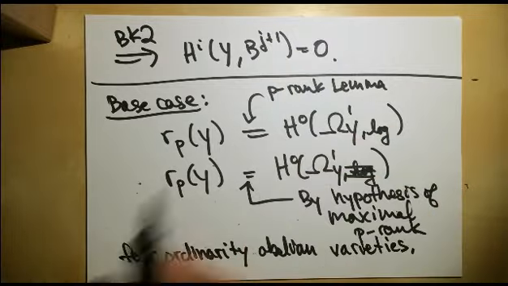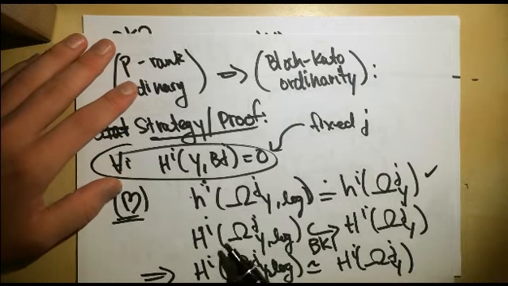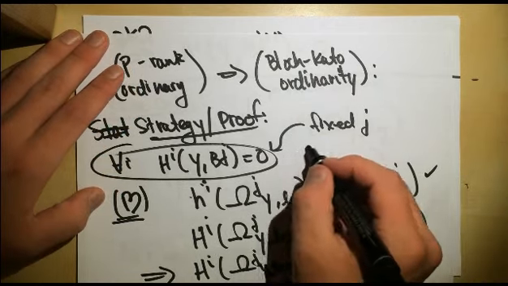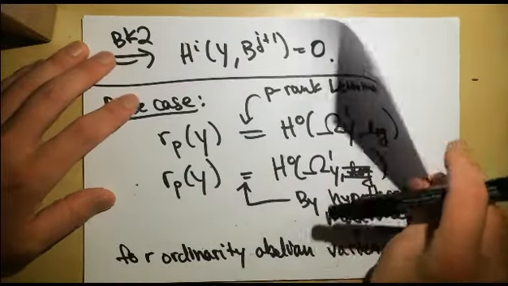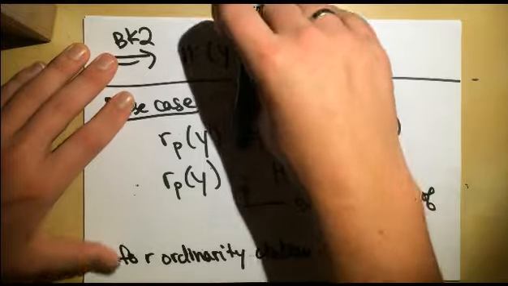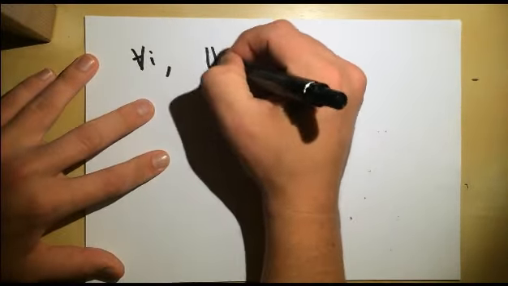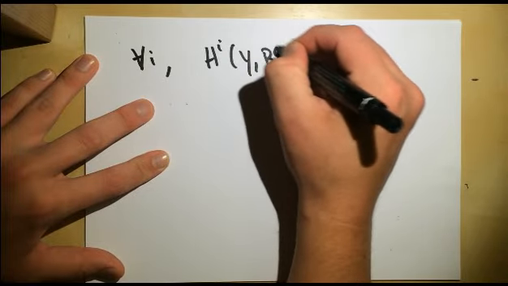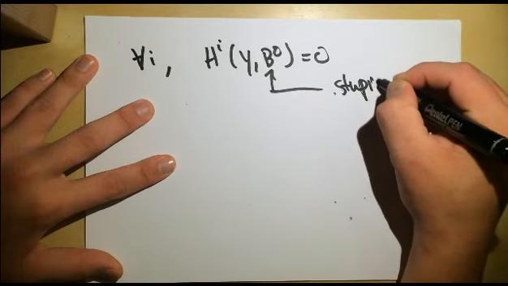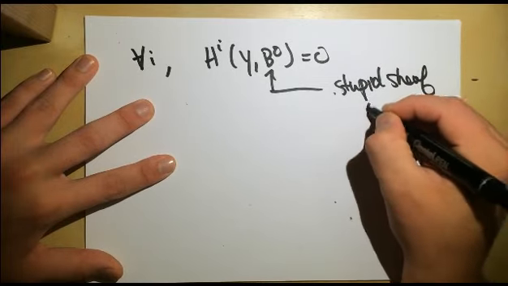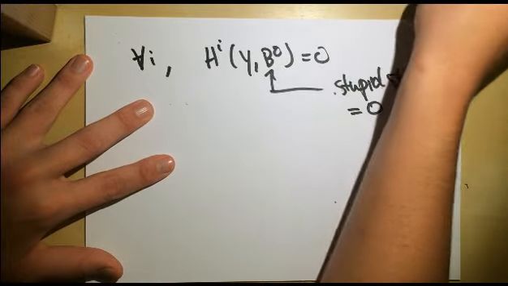Okay, so we have this base case. So we have these two are the same. That takes care of this here in the base case. And then we need to actually show this one here too. So here, this one is actually silly. Let me just say why. We have for all i, H^i y B^0 is equal to 0. This is a stupid sheaf. This is just 0, right? And so when you take the cohomology of something 0, that's 0, and we get that for free.